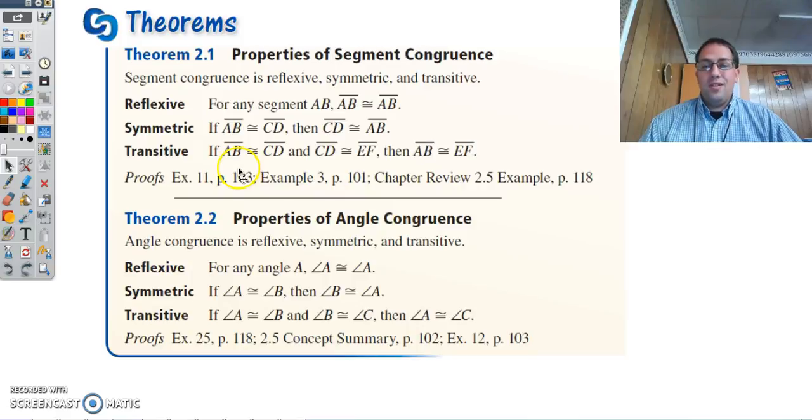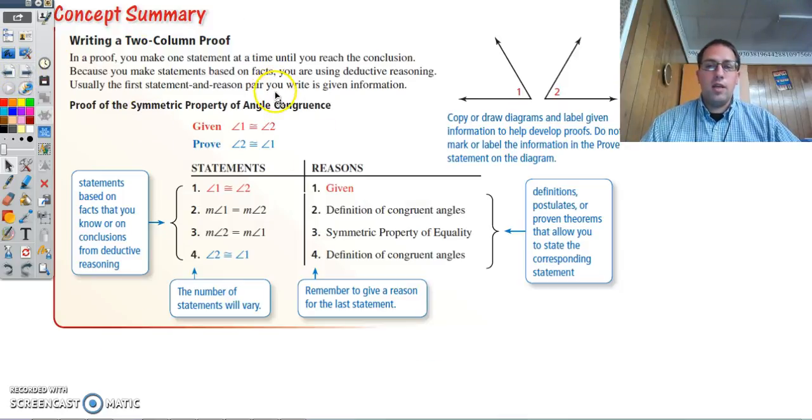It's just instead of A equals B, B equals C, it's segments. Segment AB is congruent to segment CD. Segment CD is congruent to segment EF. So segment AB is congruent to segment EF. We have two things congruent to a third segment, so those first two segments must be congruent to each other. And then we have the exact same things here for angles. They work exactly the same way, except we have angles instead of segments. That's it.